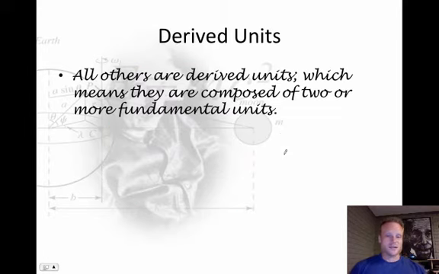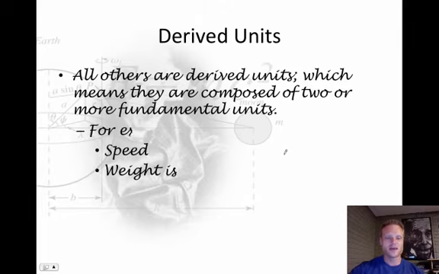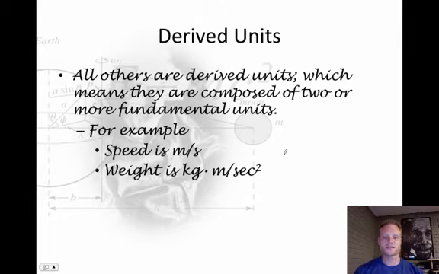A derived unit. Okay, so obviously there's more than just what I've mentioned so far. What are derived units? All other units are considered derived units, which basically means they're composed of 2 or more of the fundamental units. So everything I had mentioned previously was considered a fundamental unit. Some examples of derived units would be speed. When we measure the speed of an object in physics anyway, it's measured in meters per second. Whereas weight is measured in kilograms times meters over seconds squared.